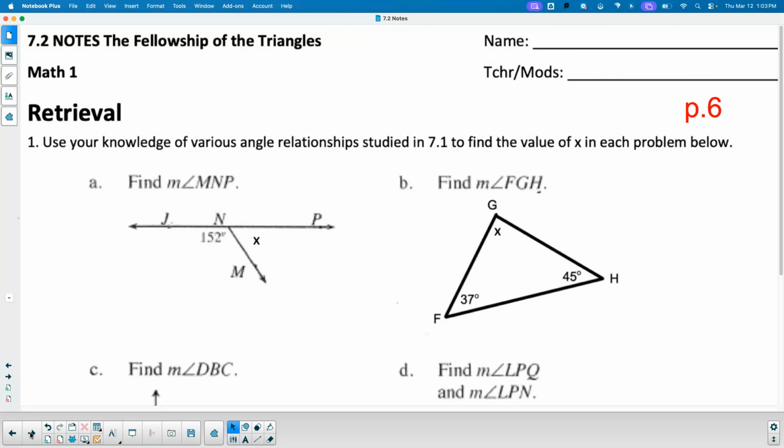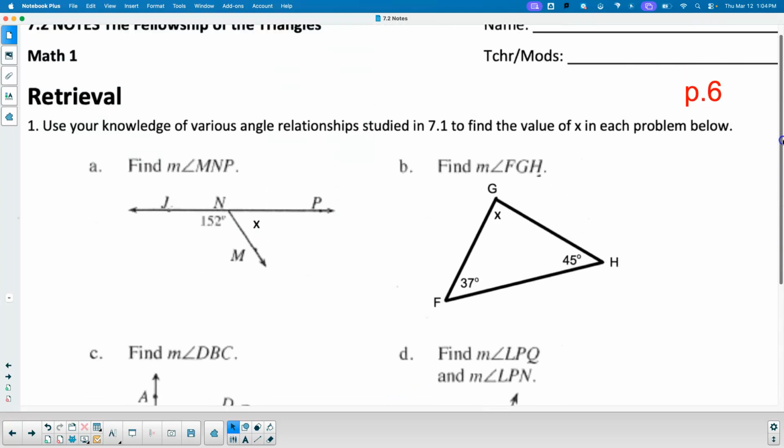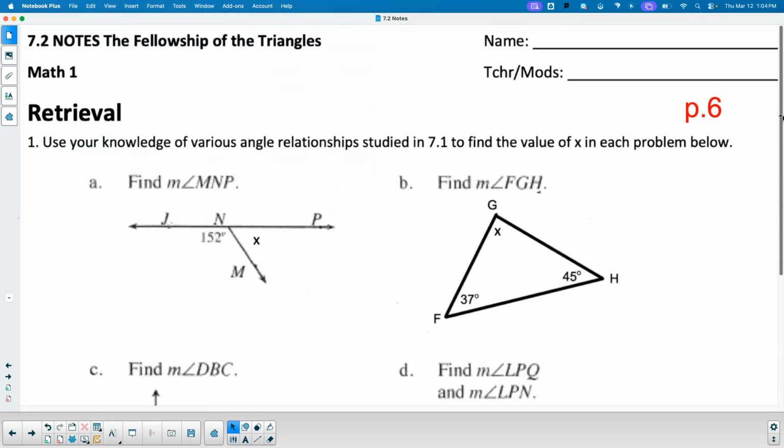So with that being said, on page 6 in your note packet, there are 4 angle relation problems for you to tackle at this point in time. I would like you to try those right now. Go for it.